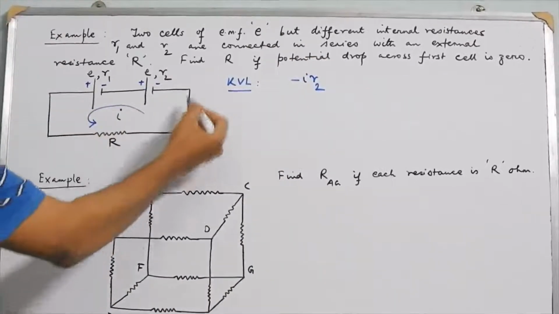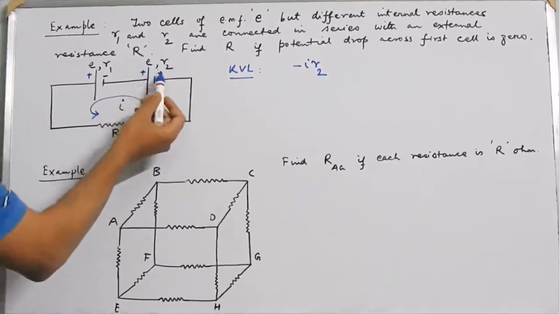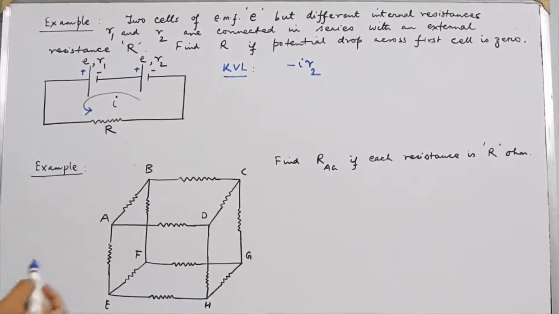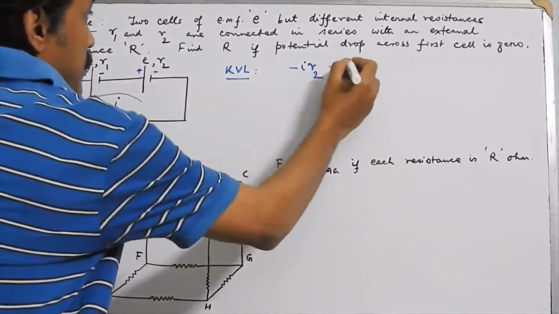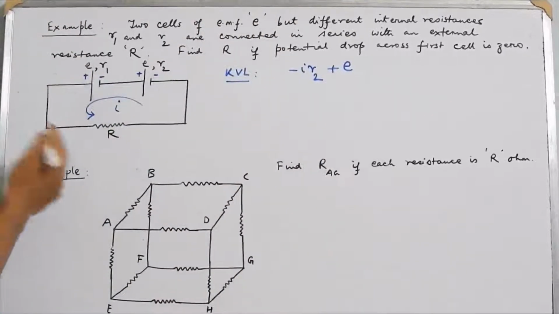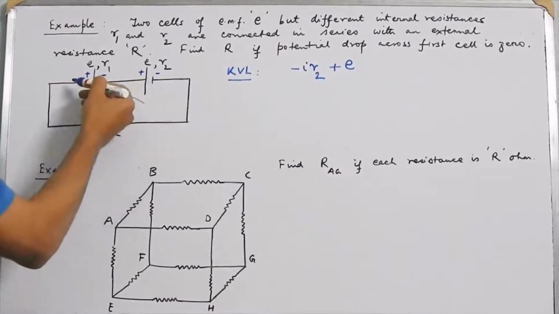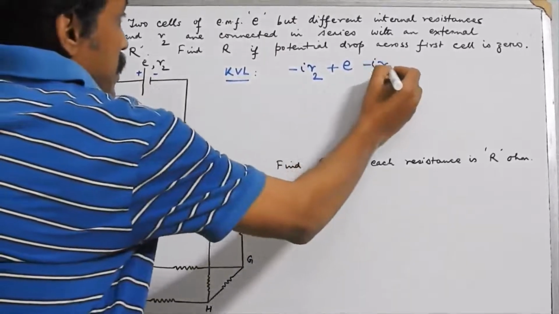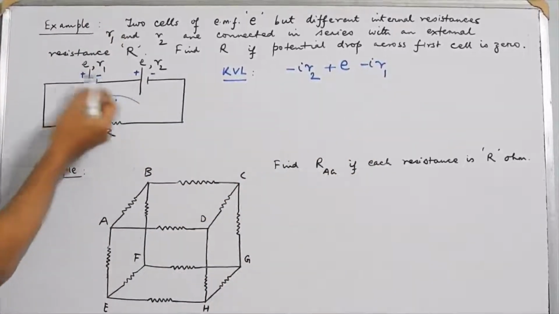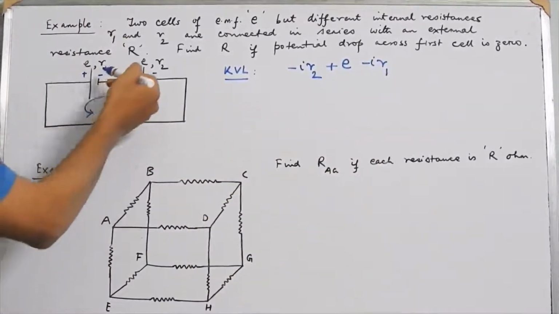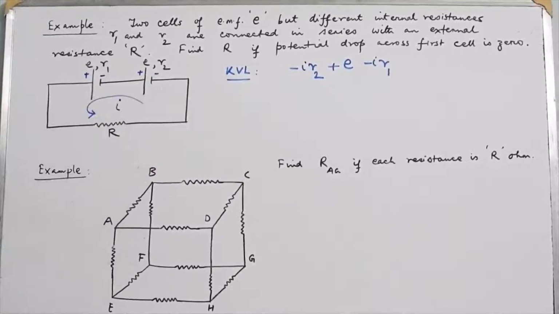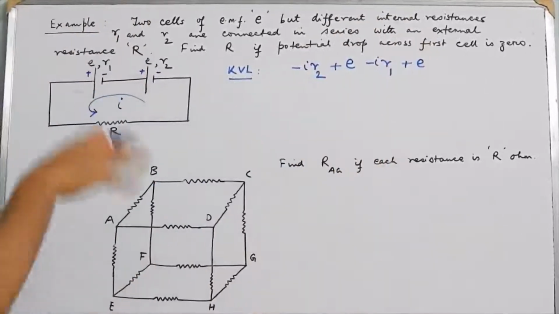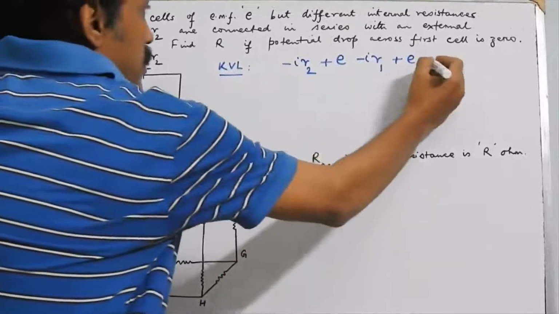In this direction, if we trace the second cell, we are going from the negative towards the positive terminal of the cell. That means the potential is increasing, so it will be plus E. Similarly, for this cell, we are also going in the direction of the current. So current into internal resistance is negative, and from the negative to the positive terminal, we are going in the direction of increasing potential. So again, E is positive. And by KVL, the sum of potential differences must be 0.